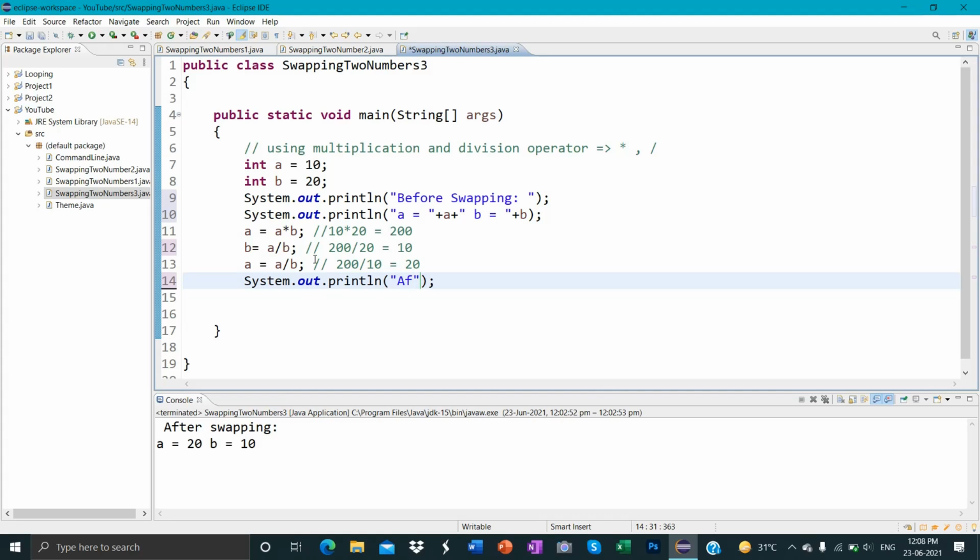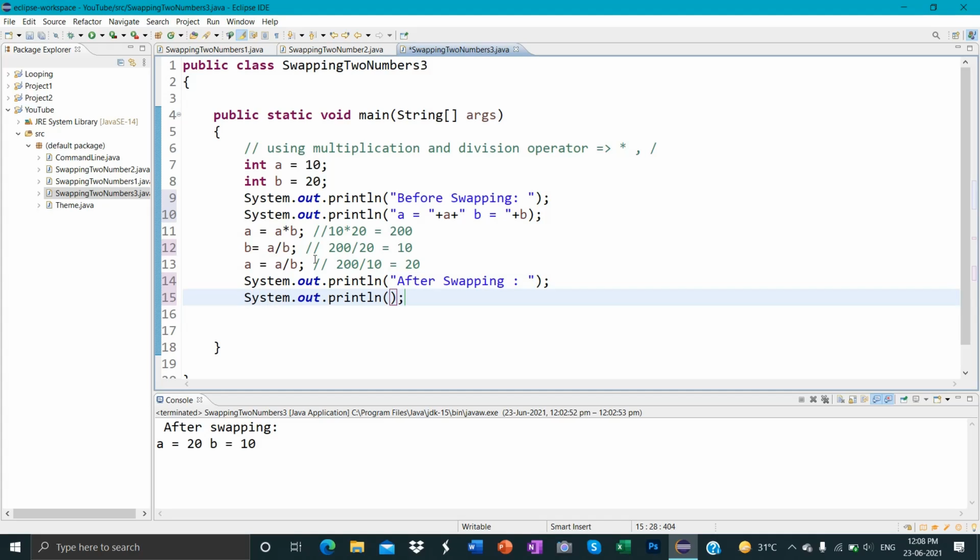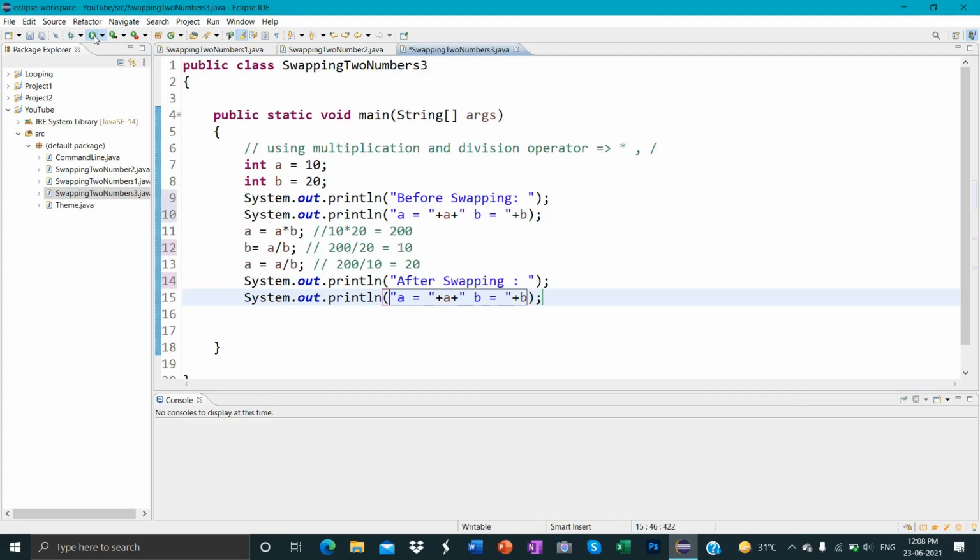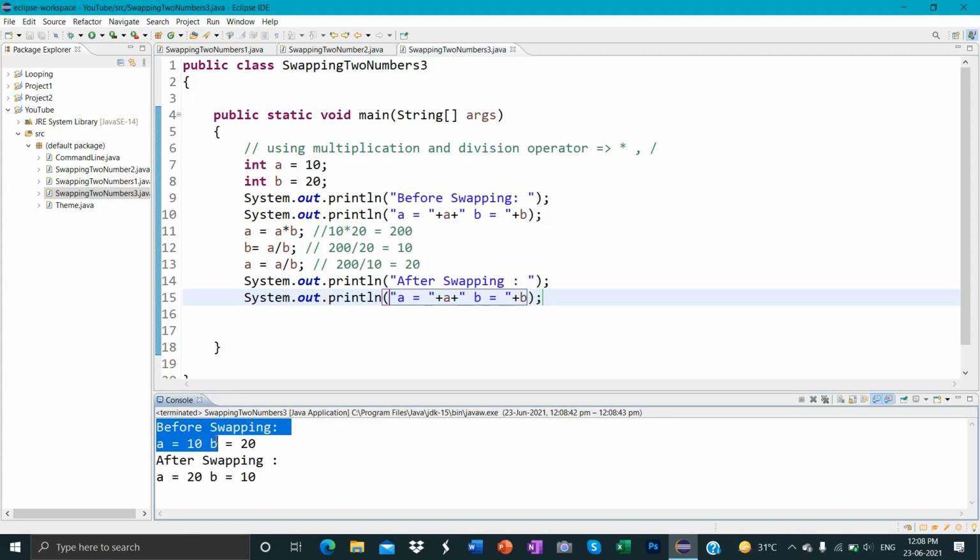Okay, now let us write a println statement, after swapping, and we'll assign the values. Ctrl+C, let us copy here, some shortcuts even we should use. Now see, before swapping the values were a equals 10, b equals 20, and after swapping it became a equals 20, b equals 10.